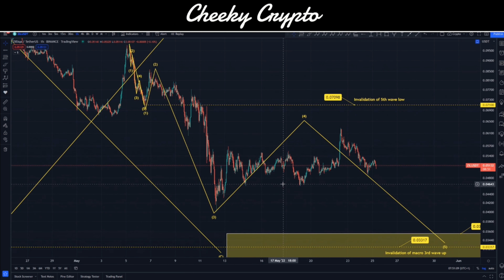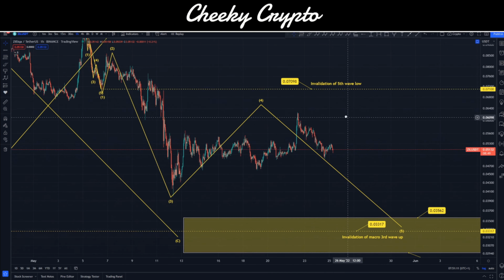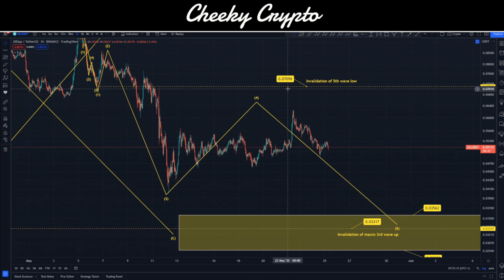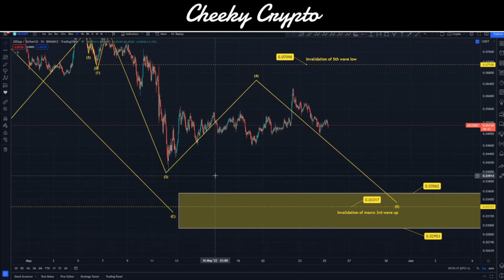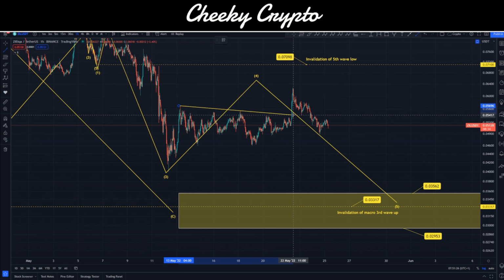Okay, so we are in this 5-wave structure. That's still valid. We haven't gone higher than 0.07098. Okay, so let's now get a good grasp over what is going on here. We've obviously started trading sideways and we had this little push to the upside here. Okay, so what we want to do is get a good idea as to what was going on inside this moment where we broke up to the upside.